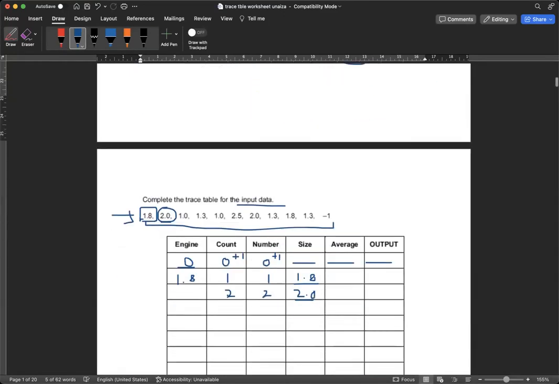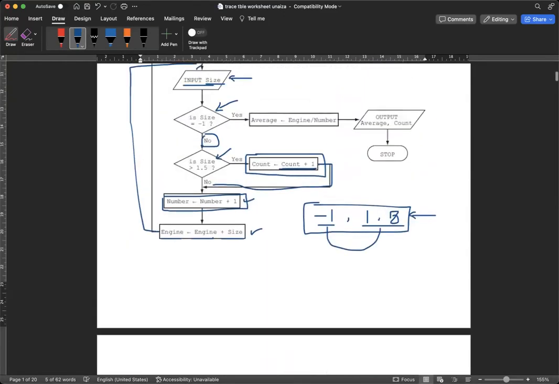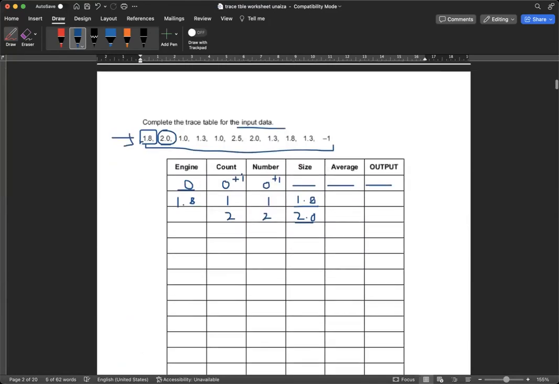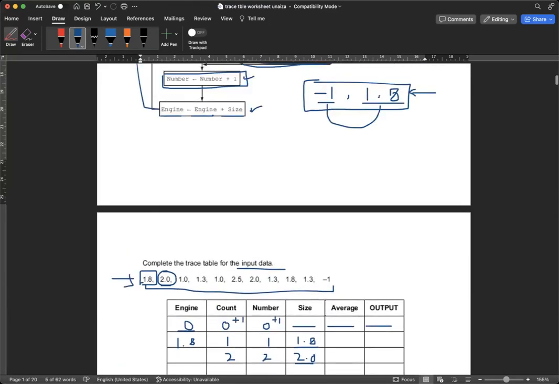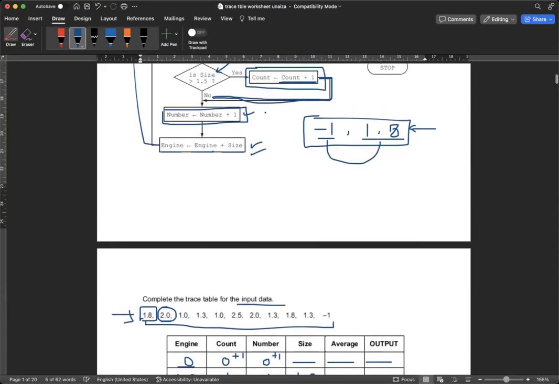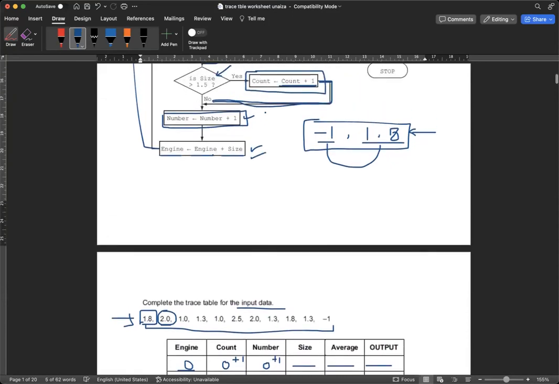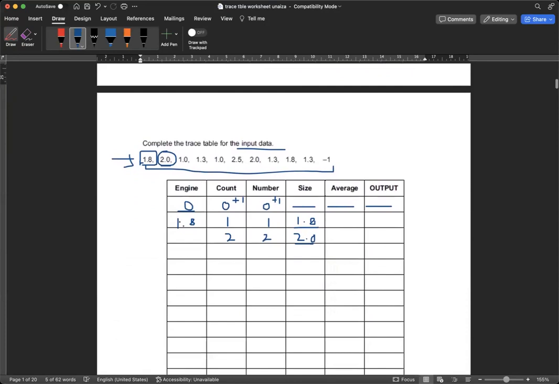Why are we going to the... Look at this arrow, my friend. You didn't see this arrow. Okay. So you have to go to this stage. Number is equal to number plus 1. So number plus 1, 1 plus 1, 2. Then read this: engine assigns engine plus size. So what is the value of engine? 1.8. And then you're adding 2. So that becomes 3.8. Now what is the next stage?